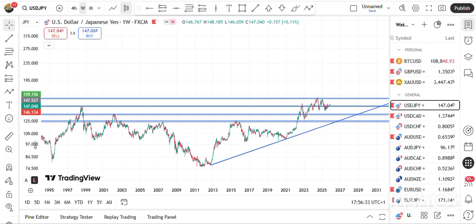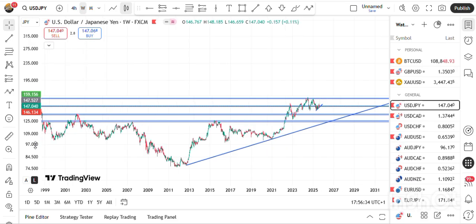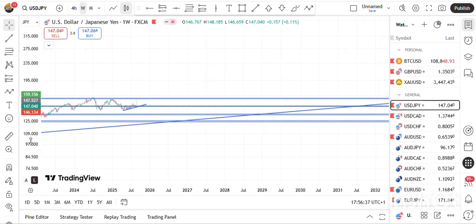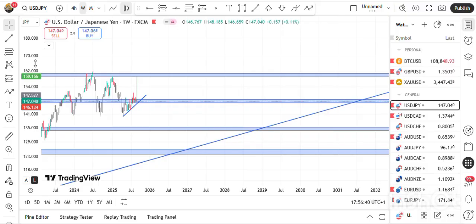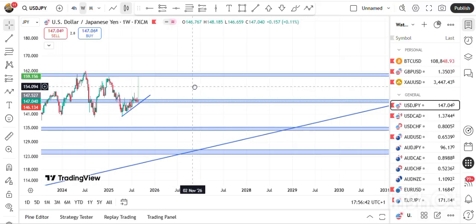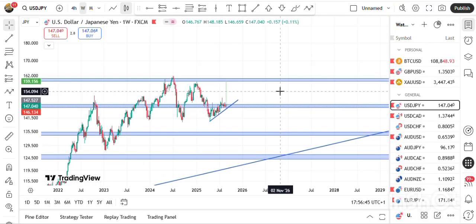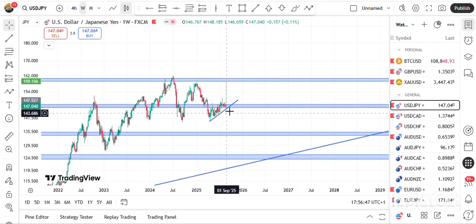I just want the levels to play out, and then we can take a trade. So it's currently on my point of interest. So long as it's above this level, this blue bar, we can expect a buy on USD JPY.